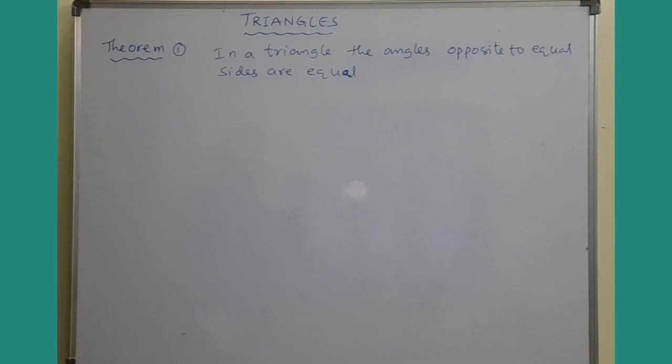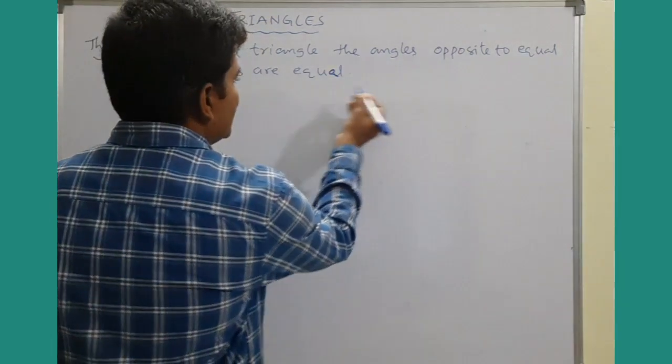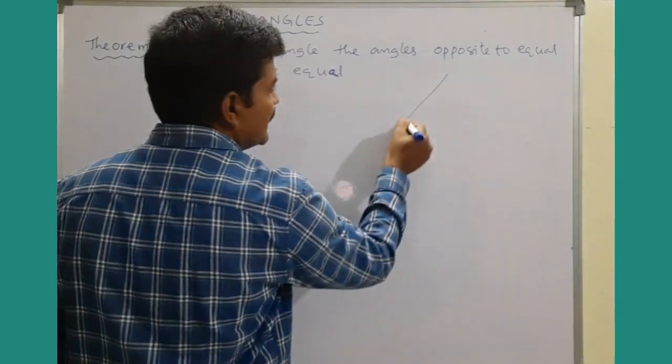So by using these axioms, we can prove some statements which are related to triangles. And let us discuss them in the form of theorems. So coming to theorem number 1. Look at the statement. In a triangle, the angles opposite to equal sides are equal. In a triangle, for example, assume that this is the triangle.